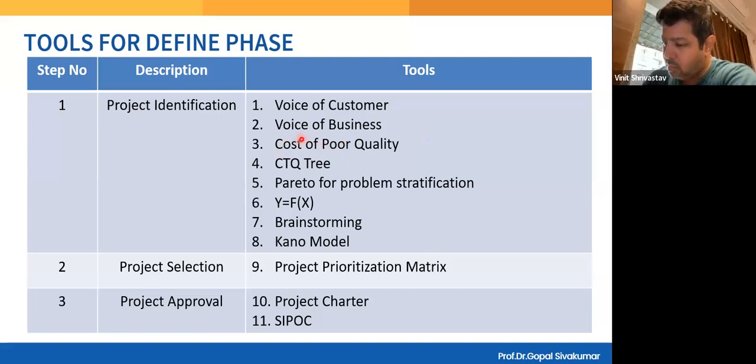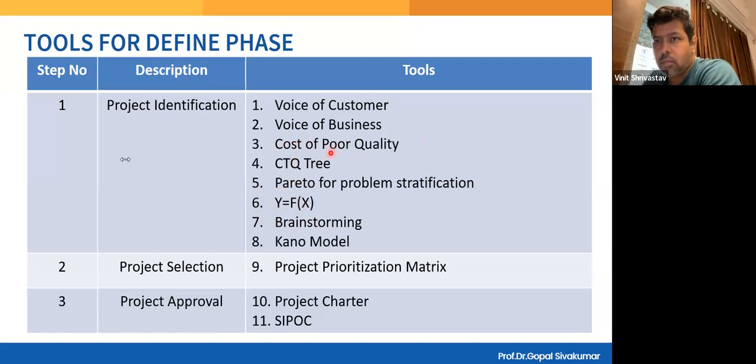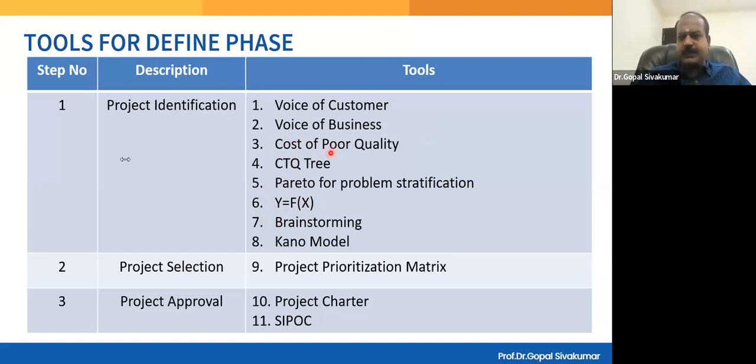So you need to categorize and then quantify them. And then CTQ tree, Pareto, Y equals f of X, we covered already. Brainstorming, we just spoke about, isn't it? If information is not available in the form of data, then you have to start with brainstorming, because multiple brains can always think better than a single brain. So you can use that, and that is called brainstorming. And then Kano model and project prioritization matrix.